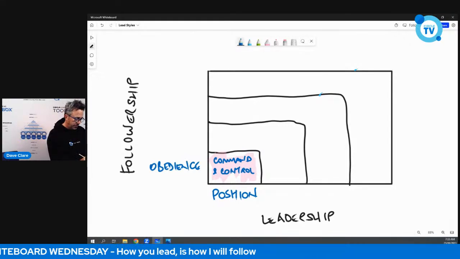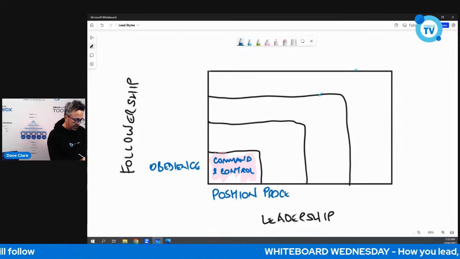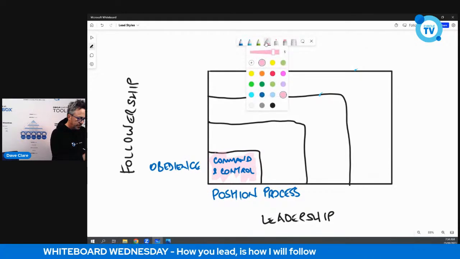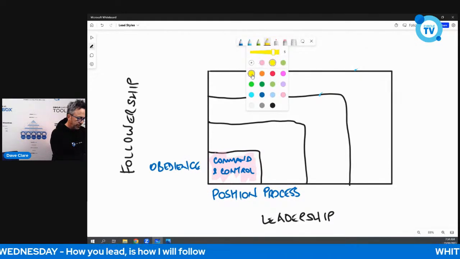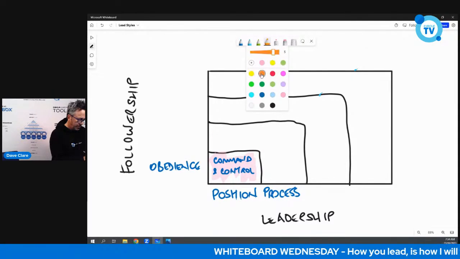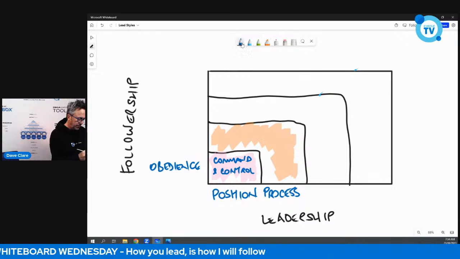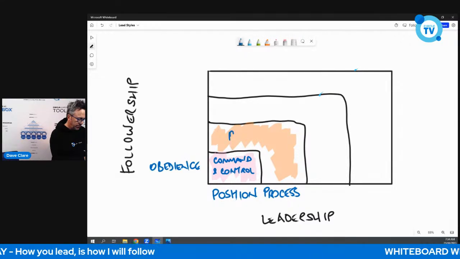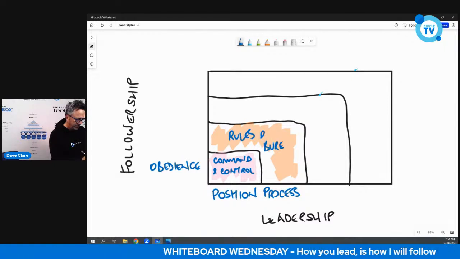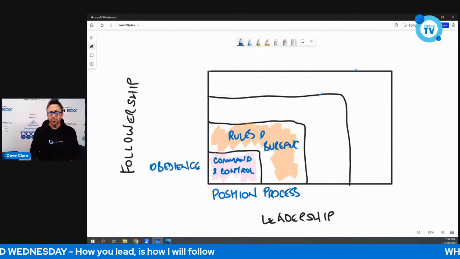Then the next thing you look at is leadership by process. Right, so this one is based on, let's have some fun with some color here, hey? Right through here. So what do we get when we're leading by process? Well, firstly, please understand when you lead by process, this is by rules and bureaucracy.